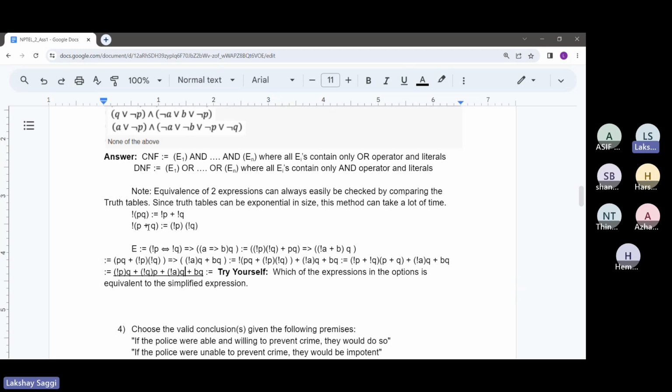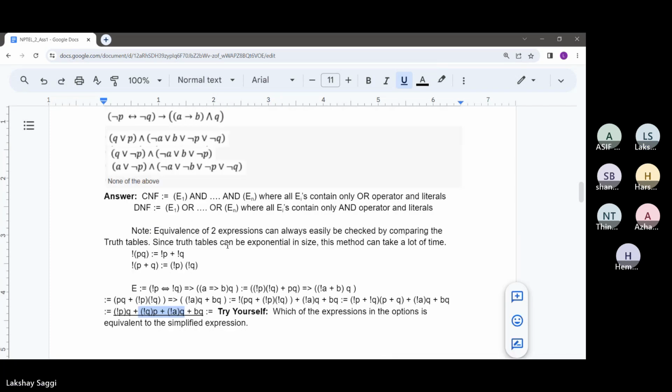Similarly, whenever Q is true and A is false, at that time also E will be true. Whenever P is true and Q is false, E will be true. Similarly, whenever Q is true and P is false, E will be true. So from this DNF form, we get an idea of the truth table of E also. So these CNF and DNF forms are useful for this also, getting an idea about the truth table.